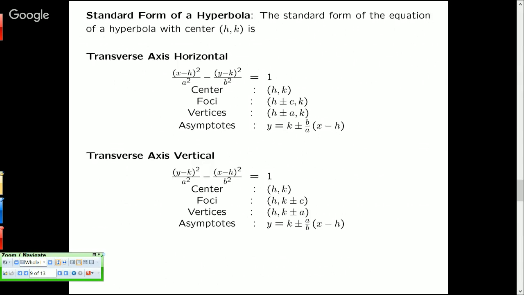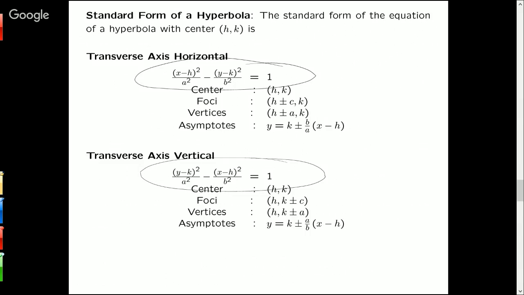Section 10.4, hyperbolas. Notice the only difference between the ellipses and the hyperbolas is that minus sign. Here, a is a value, a squared is in the denominator, in the first denominator.